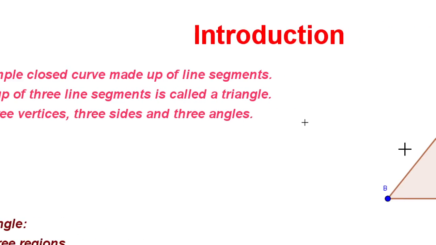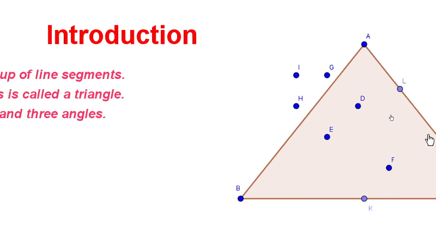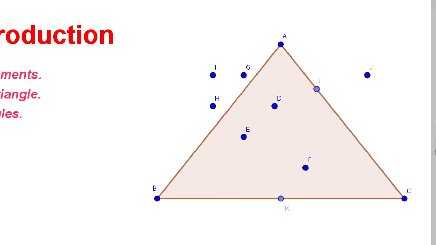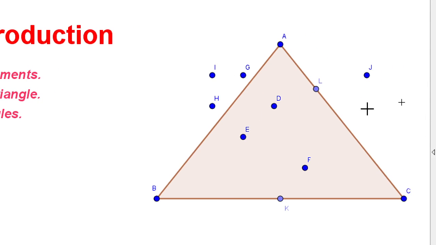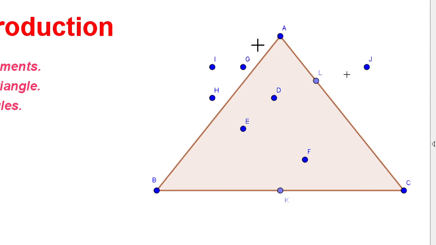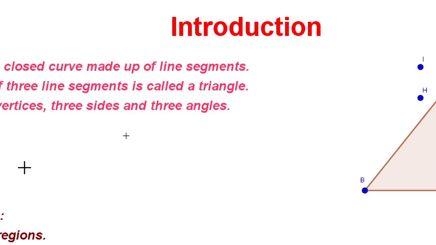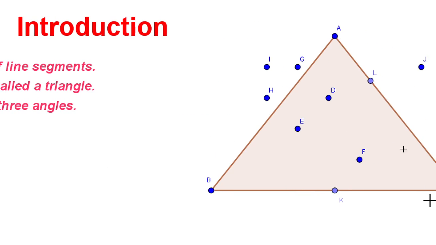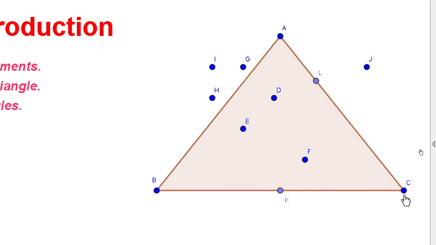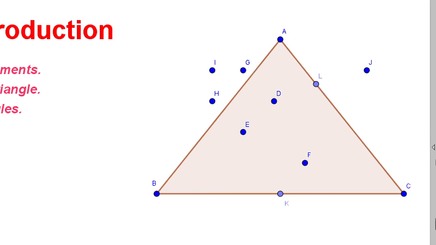If you observe the adjacent figure here, this is a triangle which is made up of three line segments AB, BC, and AC. And three vertices, vertex A, vertex B, and vertex C. Another one is three angles, angle A, angle B, and angle C. These are the main components of a triangle.